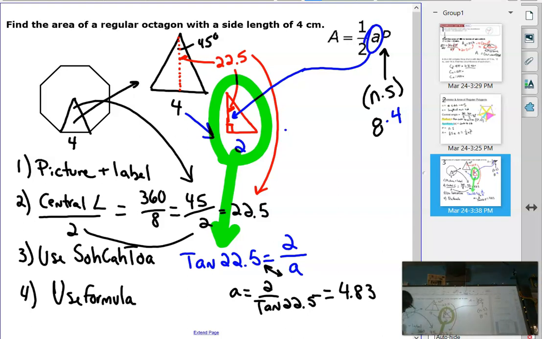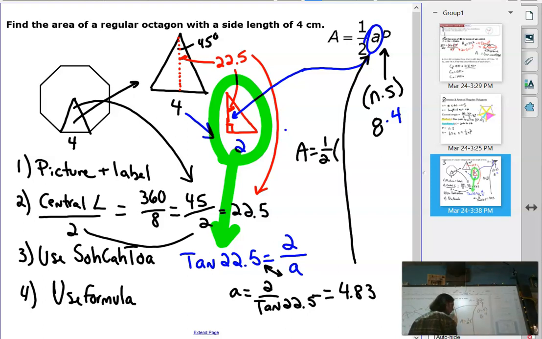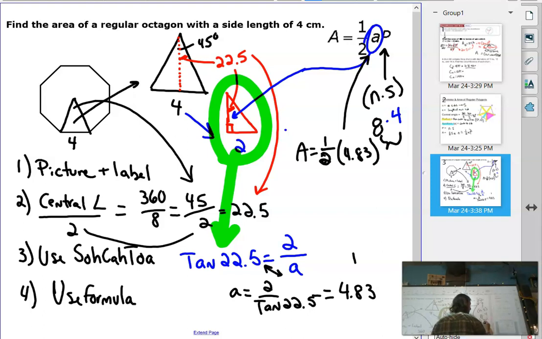I'm at my final step. Use my formula. I can now plug this in for A. So I get the area equals 1/2 times 4.83 times the perimeter. 8 times 4 is 32, times 32 divided by 2, and the area equals 77.25 centimeters squared.